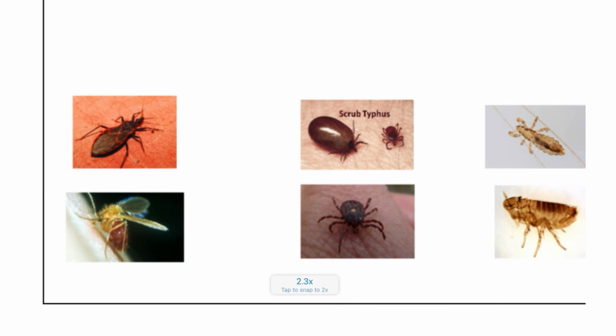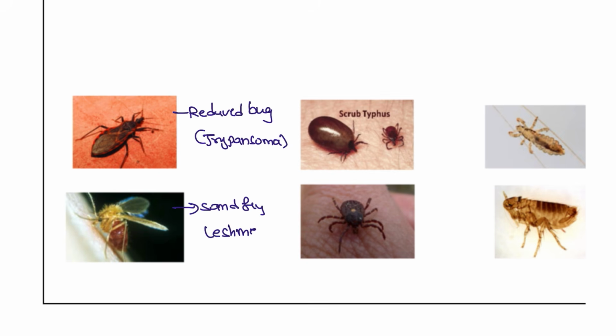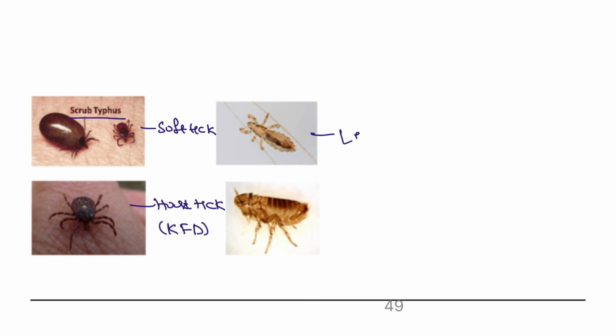Next, moving on to identification. Here you can see this is a reduviid bug. This is the reduviid bug. It can cause trypanosoma, and this is the sandfly. This is going to cause leishmania, and this is scrub typhus. This is a soft tick, and this is the hard tick. This is the hard tick, and it is going to cause Kyasanur forest disease.